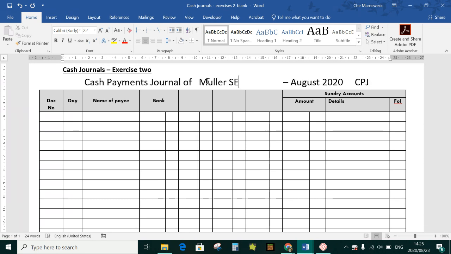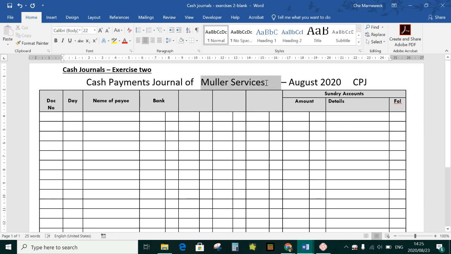Muller Services. August 2020, and we then have a look and see August is the 8th month in the year, so that will make our code at the end CPJ Ex.